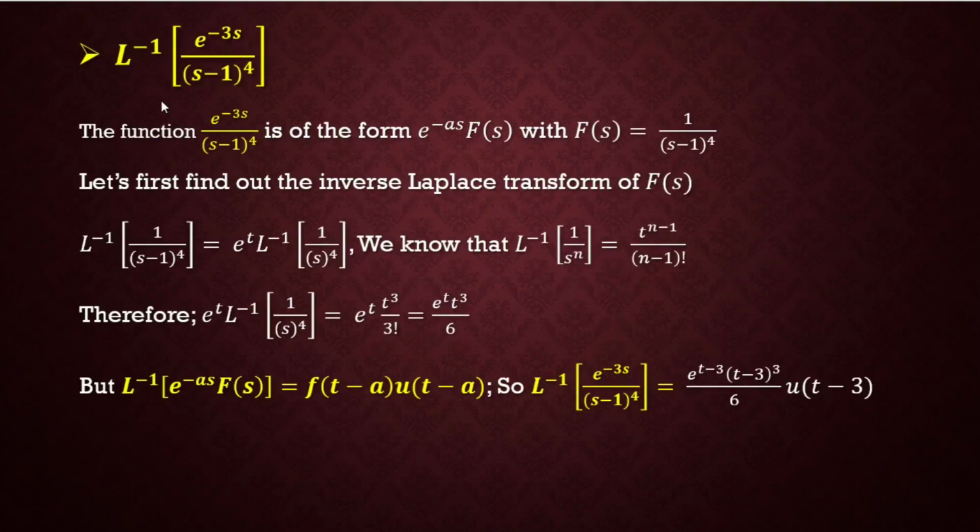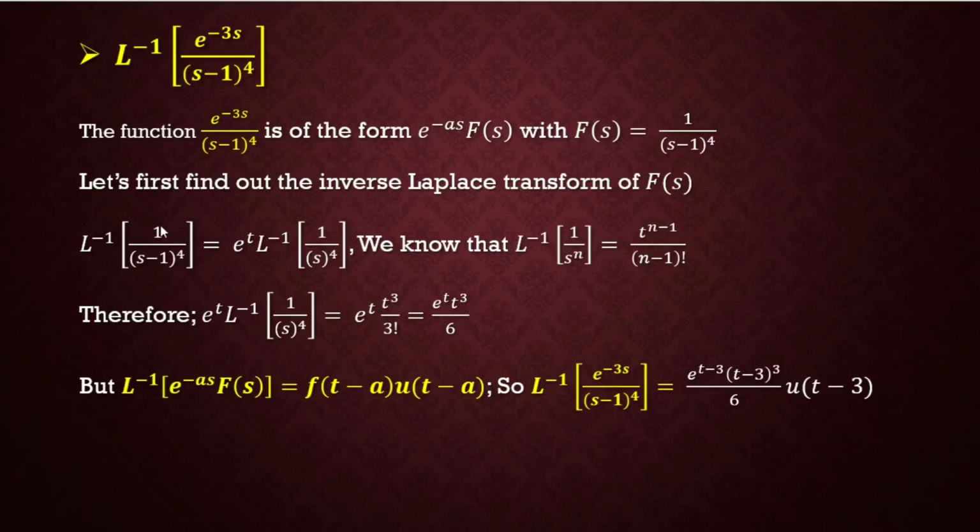Now let's find out the inverse Laplace transform of e raised to minus 3s by (s minus 1) raised to 4. Look at this function. This is of the form e raised to minus as f(s), right? And here f(s) will be equal to 1 by (s minus 1) raised to 4. So let's first find out the inverse Laplace transform of 1 by (s minus 1) raised to 4 so that we can obtain the function f(t).